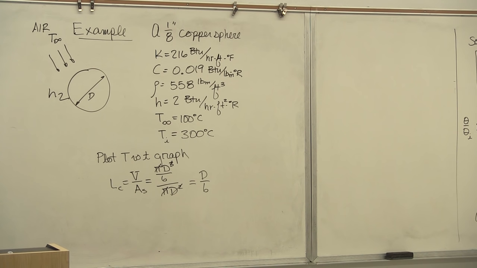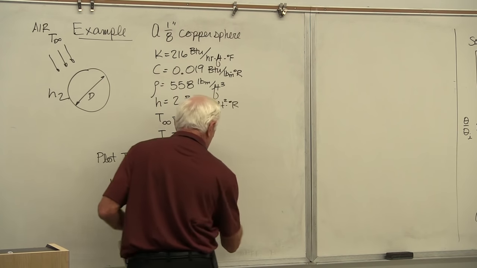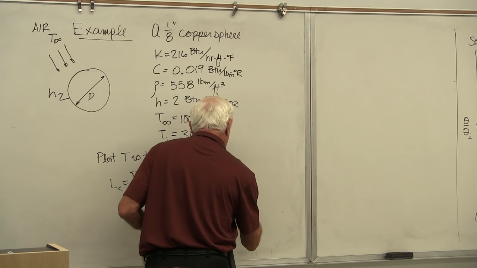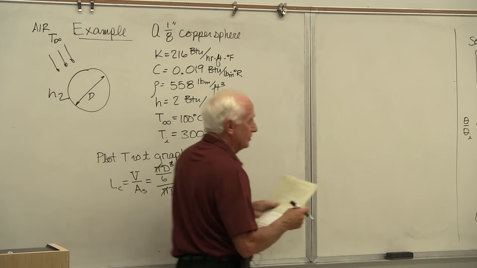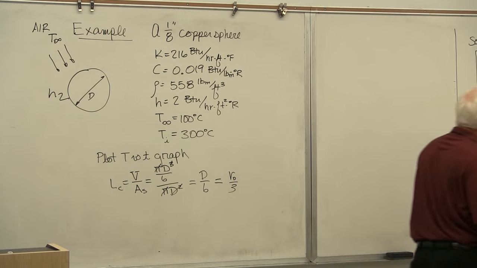If it's a sphere, you pick it off right here. L sub C is R naught over 3, R, D over 6. D is 2 times R naught, so R naught over 3. We just proved that right there. There it is. You want to prove the other ones?